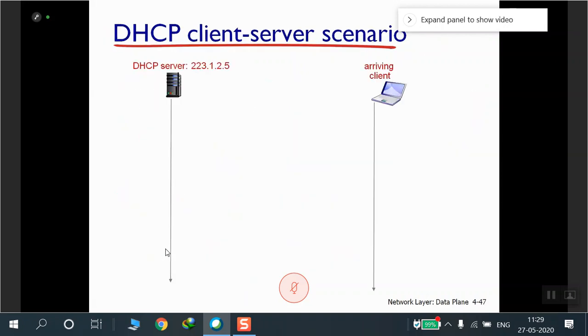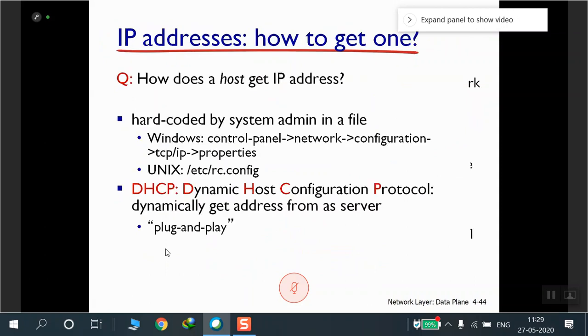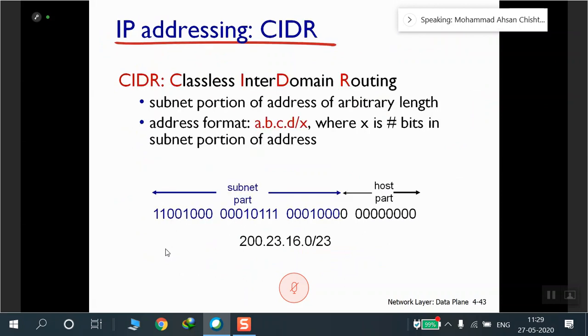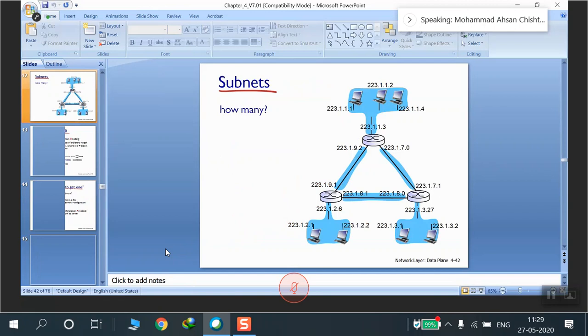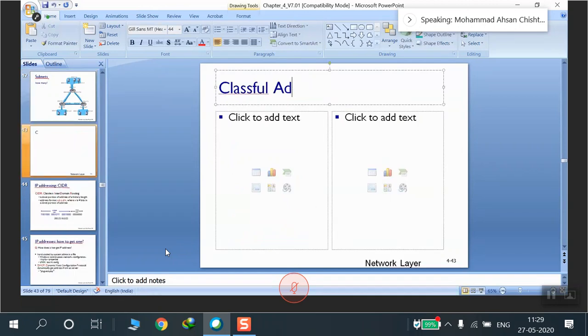Next we have the IP address format. The first part that we see is classful addressing. After classful addressing, I would move to classless addressing, CIDR. Let me just add here classful addressing. So what is basically this classful addressing? For this, I would need to draw a figure.